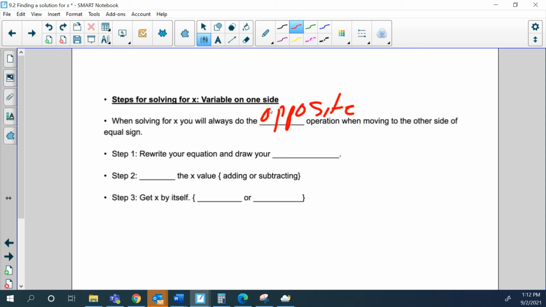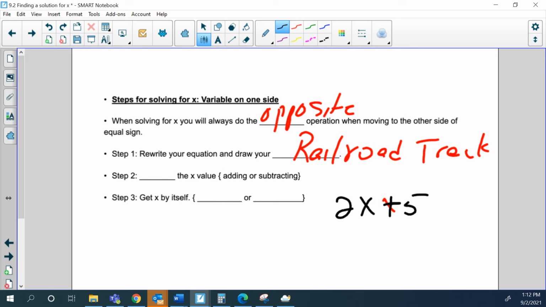Okay. And so we write the equation and draw the railroad track. And you see, for instance, if I have, let's do an example right here. If I have 2x plus 5 is equal to 7, right? I'm just going to draw my railroad track in the middle. And then we're going to move the x value by adding or subtracting. And then we get x by itself by dividing or multiplying. Okay, so let's look at some examples real quick.